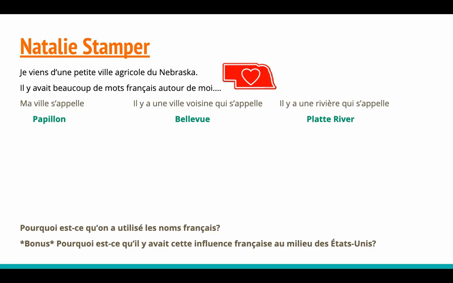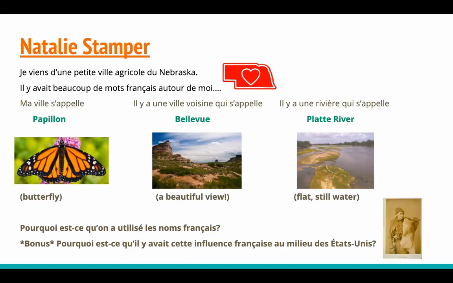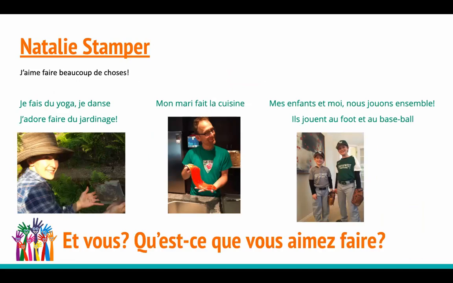I share with my students the people and the things that are meaningful in my life. So as you can see, I grew up in Nebraska, and I talk about the French connection with my town that's named Papillon, or butterfly, and it's named after the monarch migrations that went through that area. I also talk about my hobbies and my family. So here's my husband and my kids and some different things we like to do, gardening and cooking and baseball, and asking questions about what they enjoy doing.